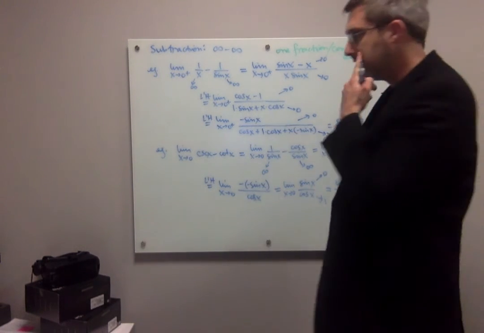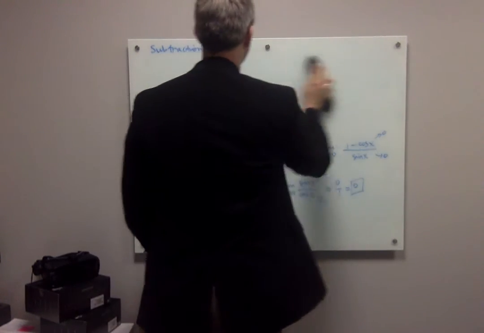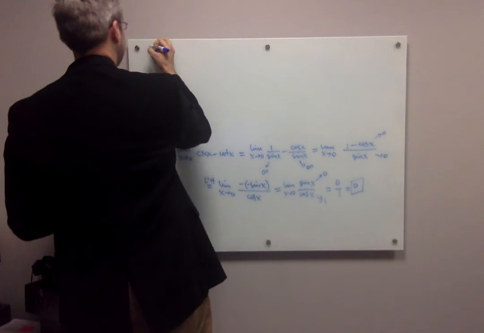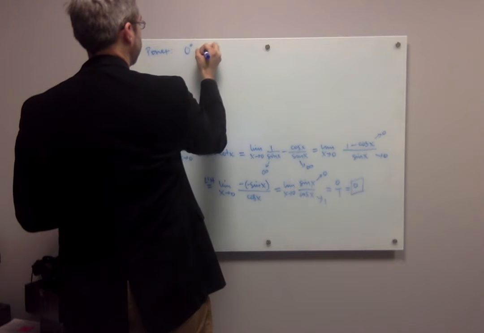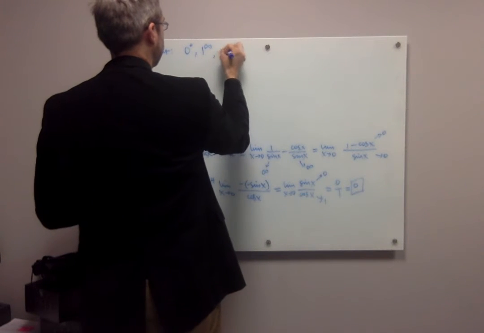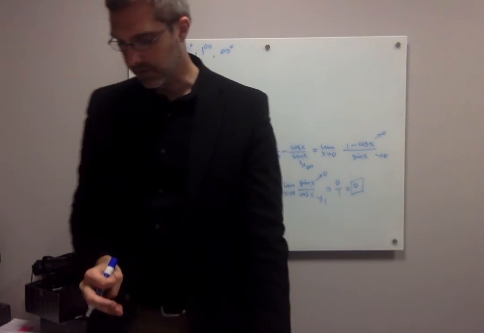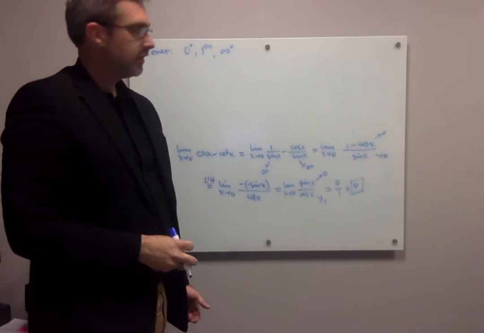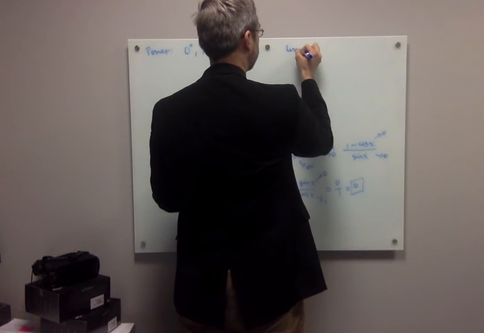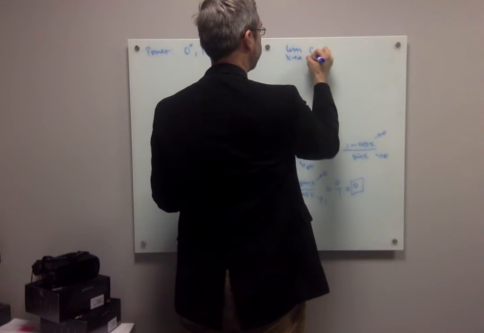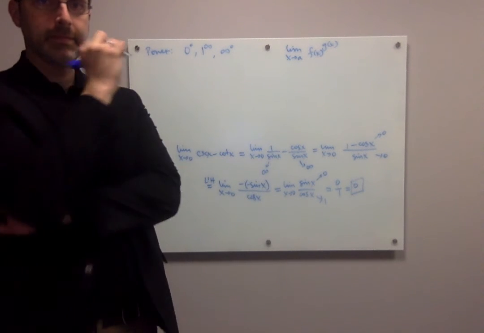Last category of indeterminate forms, and these are our power indeterminate forms, okay? So our power indeterminate forms are 0 to the 0, 1 to the infinity, and infinity to the 0. The overall way that we're going to do this, so what's happening here is we're looking at the limit as x goes to a of some function to the power of some other function.